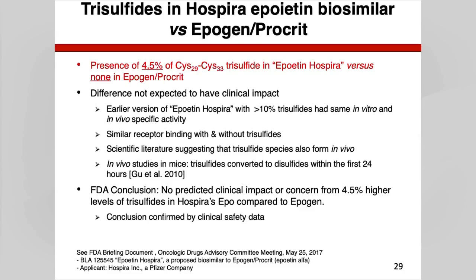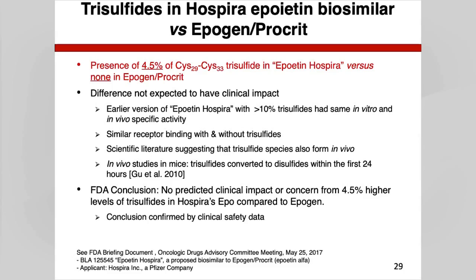And so everybody had to ask, is this protein suitable for being developed and approved as a biosimilar when there's a structural change that is not seen at all in the reference product? In the end, the FDA concluded that, in fact, it was acceptable to approve this product as a biosimilar. And the thinking that went into this was as follows. The conclusion being that there was not expected to be clinical impact.